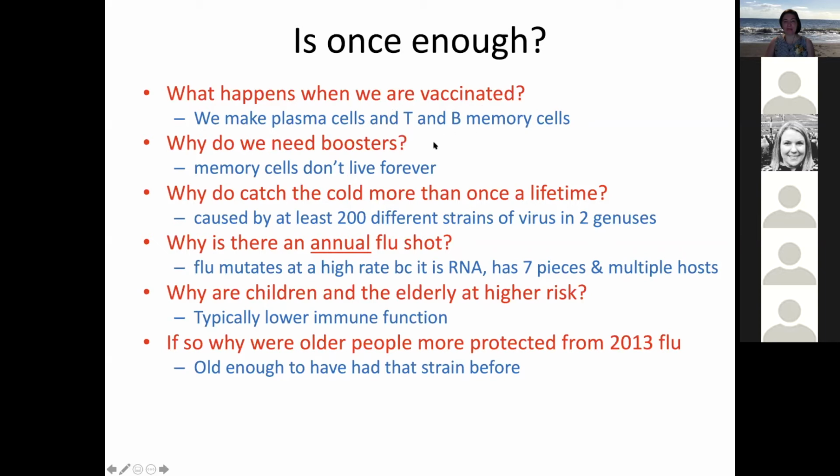But we then, most importantly, make T and B memory cells for later. And these are now a much larger number of cells that are patrolling your body for the same antigen that you originally might have had like 1 or 2 cells able to respond to. Now you have like a couple thousand. We need boosters quite often, especially the first time, but throughout life, we need boosters for various things. Often you've got to re-up your tetanus, and that's because memory cells don't live forever.